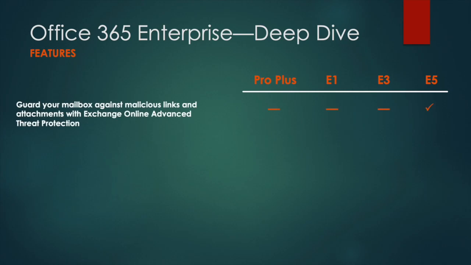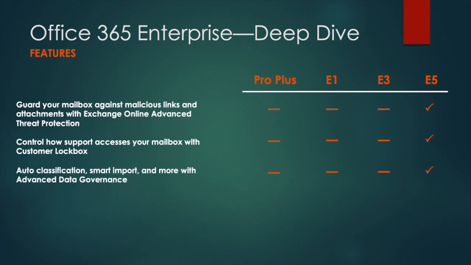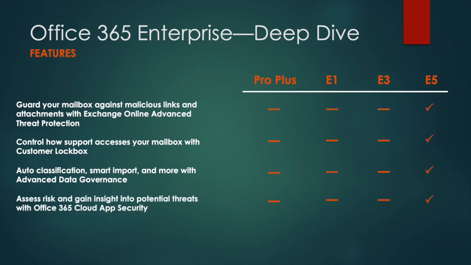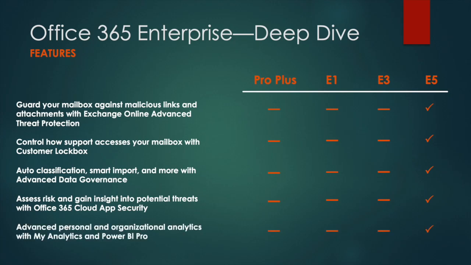Guard your mailbox against malicious hacks and attachments with Exchange Online Advanced Threat Protection. Control how support accesses your mailbox with Customer Lockbox. Auto classification, smart import, and more with Advanced Data Governance. Assess risk and gain insight into potential threats with Office 365 Cloud App Security. Advanced personal and organizational analytics with My Analytics and Power BI Pro.